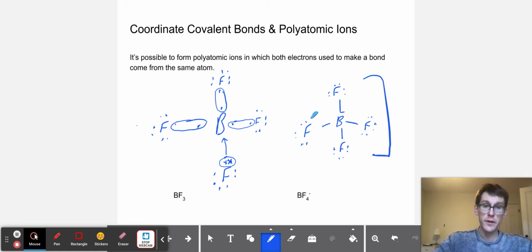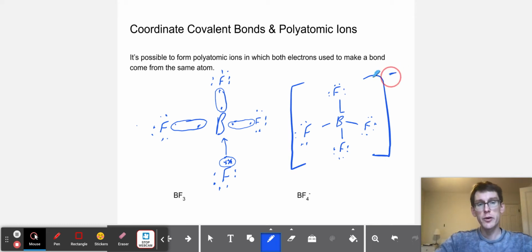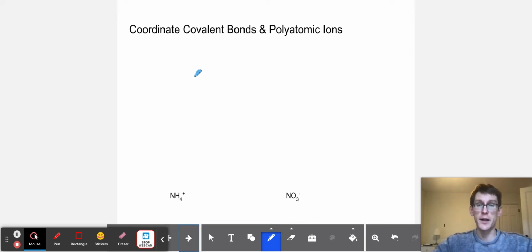Now, of course, if you count up all the electrons, there is an extra electron, and we accounted for that before. So what we do is we put brackets around the whole thing and put a negative to indicate that it's a negatively charged ion. This also goes for positive ions. So for example, NH4 plus.